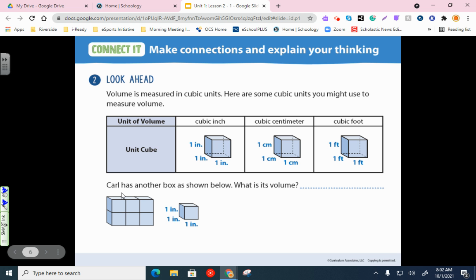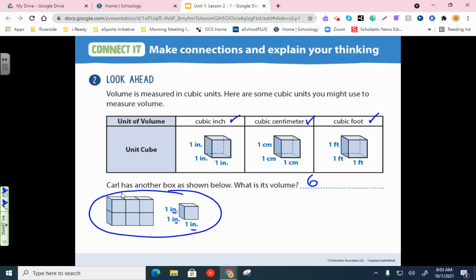For number 2, volume is measured in cubic units. You know that. That's our review from lesson 1. Here's some cubic units you might also use to measure volume. You could use the cubic inch. You could use a cubic centimeter. And you could use a cubic foot. So those are some that you could use. So that being said, looking down here, what's the volume for that one? So it's the same size and shape, but you'll notice he's got inches here. So this is 6, and I put IN with a 3, 6 cubic inches.